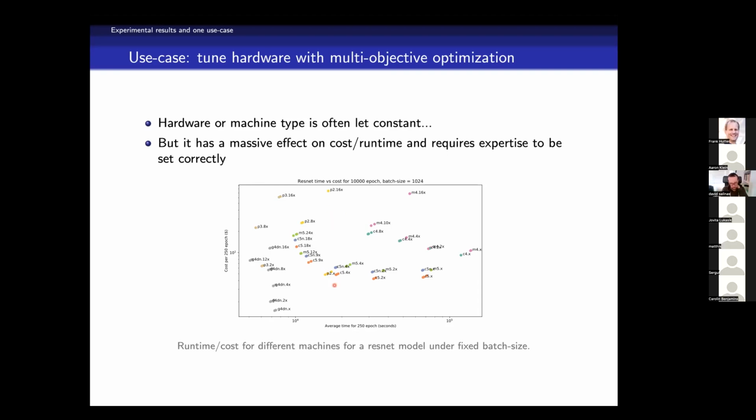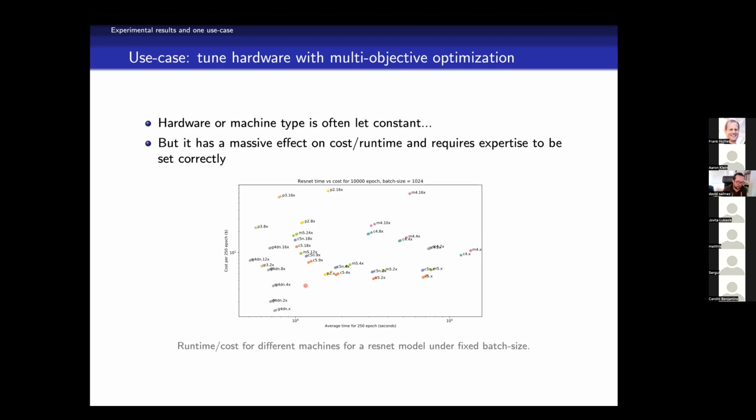This plot, for instance, shows, over multiple seeds, which is why you see several dots, the time and cost it takes to train a ResNet with a bunch of machines on AWS. It's a logarithmic axis, so it's a massive difference. And this is for ResNet. If you do a BERT, you'll have a completely different story, or if you train a model on XGBoost. So it's virtually impossible to know upfront which instances are going to be the best.